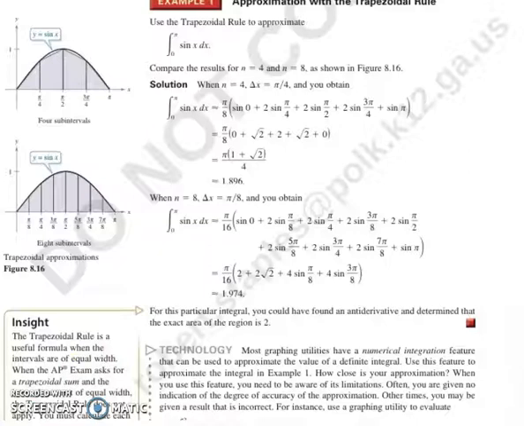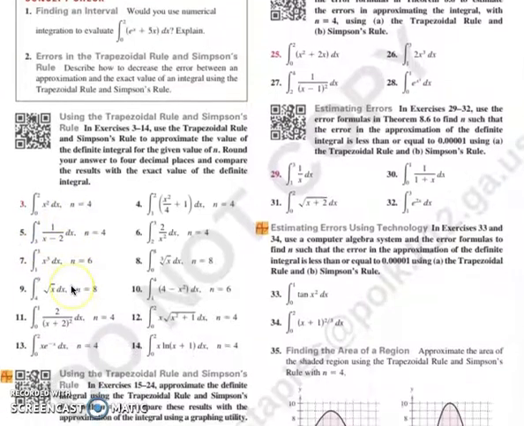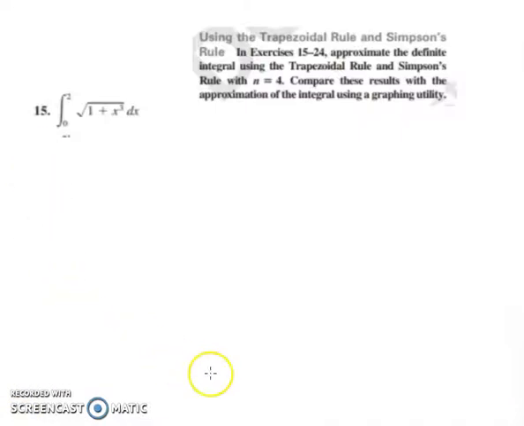Trapezoid rule. Let's do a couple problems. Okay, here's the assignment. Let's go down to, maybe not the last one, but let's do 15. Let's do that now. Okay, want to try this one. It's a little radical, I could say. Okay, let's look at the directions. Approximate the definite integral using the trapezoidal rule. Compare these results with the approximation using your graphing calculator. Okay.